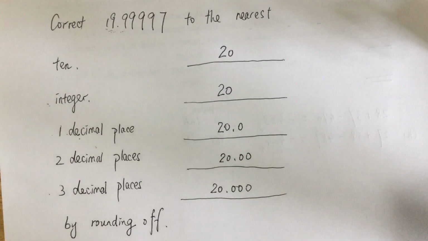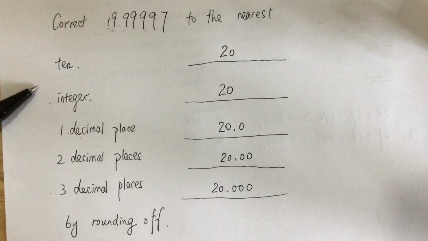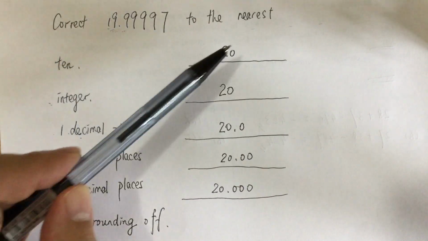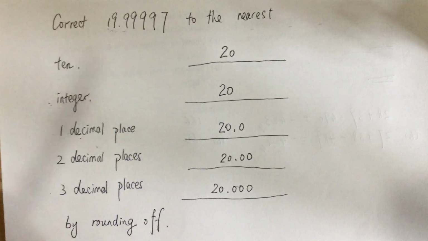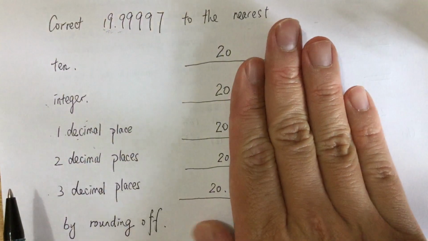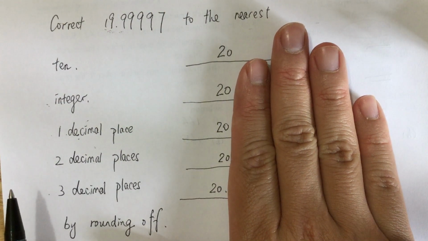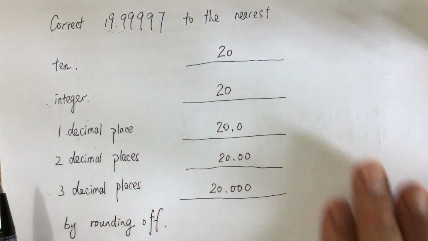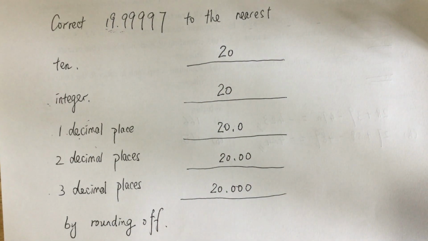Make sure that you remember what you have learned here. For the nearest 10 and integer, we do not consider the part behind the decimal point, so we do not write anything there. But we know that this one is an approximation. For 1 decimal place, 2 decimal places, 3 decimal places, it is different. If you do not write any 0 here, I will think that this is the exact value 20. So this is not exact, it is approximate, so you must add the 0, 0.00 and 0.000 for these 3. Make sure that you know how it works.